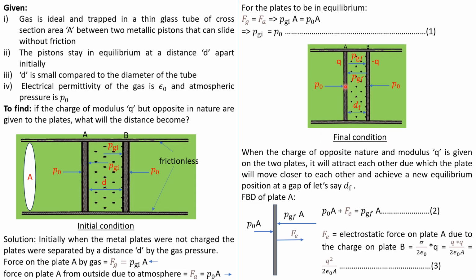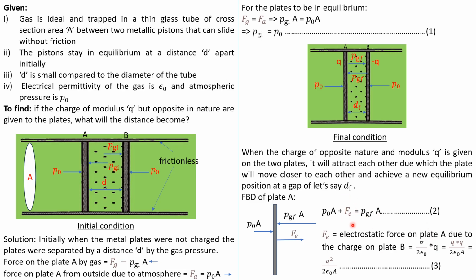Now we will take the free body diagram of plate A, or piston A. Which force from outside is acting now? P0 into A. Which force from inside is acting now? That is acting in this direction because of the gas pressure into cross section area, PGF into A. And there will be one electrostatic force of attraction between these plates, Fe. Since the system is in equilibrium, the net force in the right direction will be equal to the net force in the left direction. So we got this equation number 2.